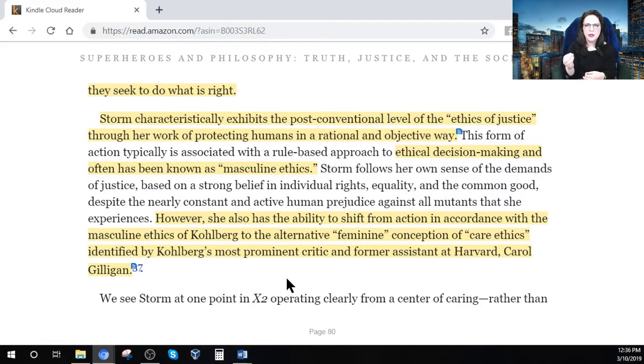And Housel says that Storm does typically display the post-conventional level of the ethics of justice because she's always seeking to protect humans, and she does this in a rational and objective way. She's able to demonstrate her ethical decision-making. All of this Housel labels as masculine ethics. But Housel points out that Storm doesn't just display masculine ethics, she also displays feminine ethics, and Housel labels this as care ethics. And she says that this term is identified by Kohlberg.